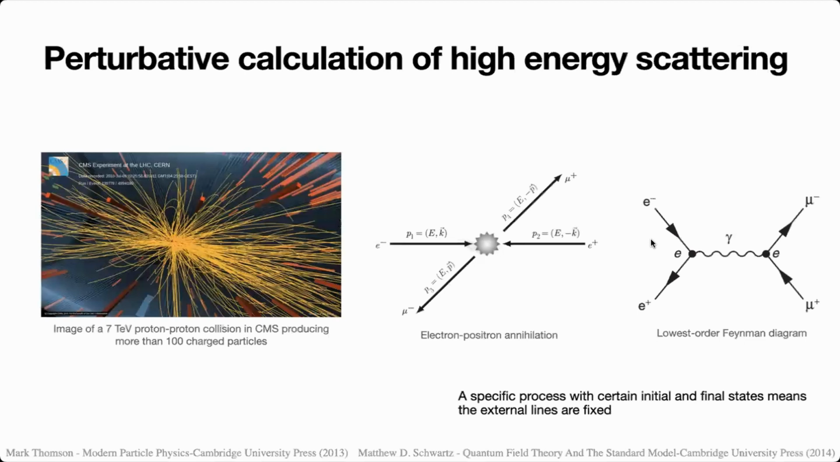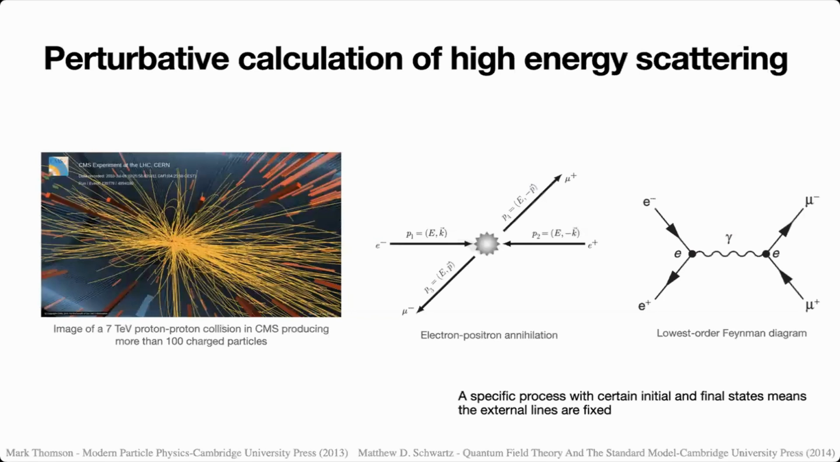Feynman diagrams are a useful tool for perturbative calculation of high energy scattering, which in one of the most complicated forms can be proton-proton collision at 7 tera-electronvolts in CMS, which can produce more than 100 charged particles. For a simpler example, this is the electron-positron annihilation into a pair of muon and anti-muon, which can be represented by a single tree-like Feynman diagram.